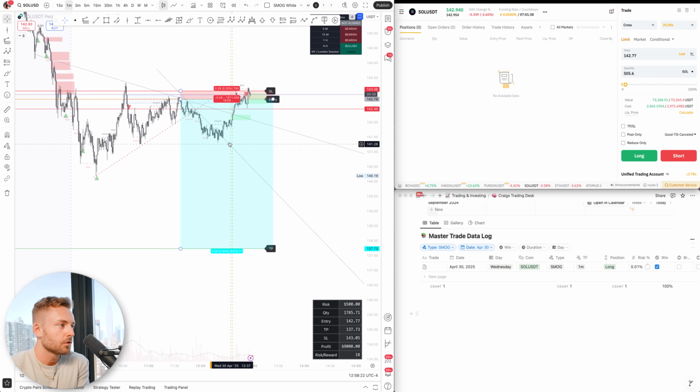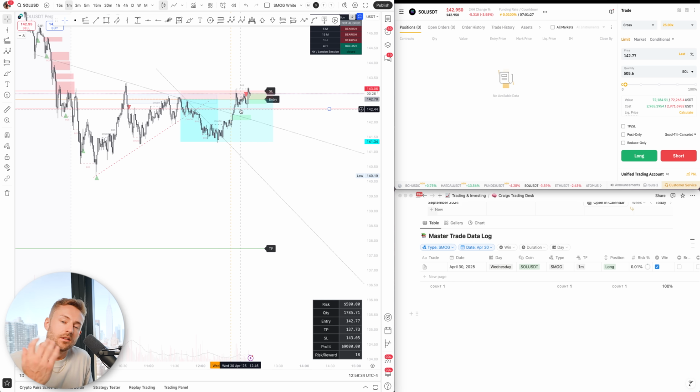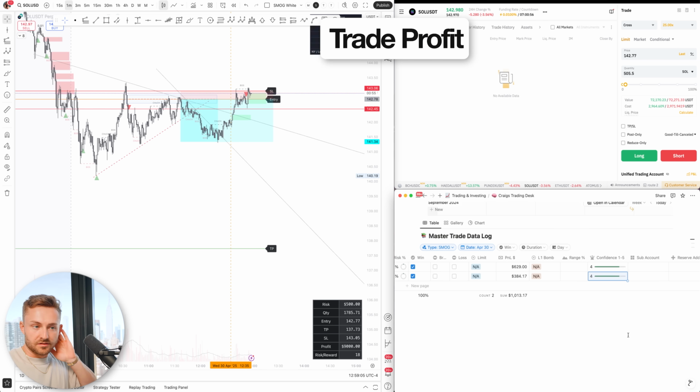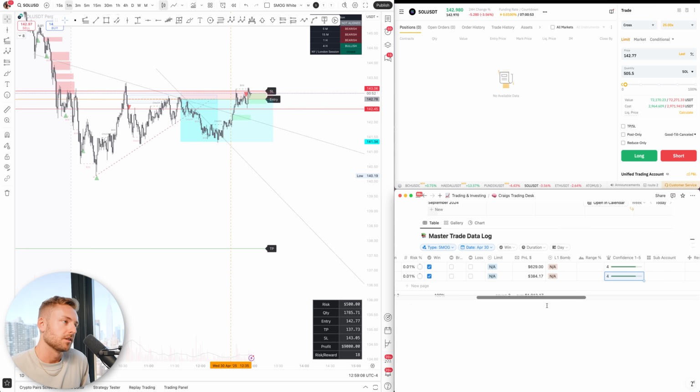All right, so for this Sol trade, we were moving really nicely in our direction. At one point, we were up right around 5 risk factors, and we were able to lock in a little bit less than 1 risk factor. So we made $384. I would say confidence level was a 4 on that.